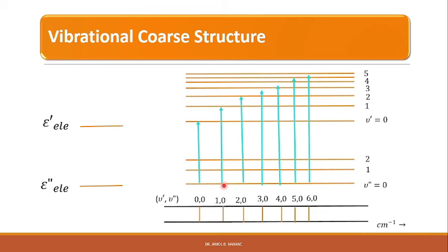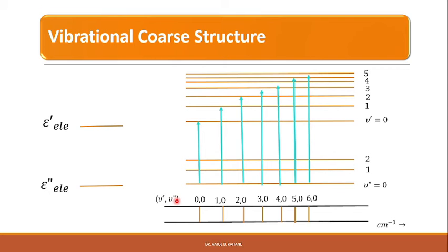To mark the transition from nu double prime equal to 0 to nu prime equal to 1, we write it 1 comma 0. For the transition from 0 to 2 we mark it 2 comma 0. For the transition from 0 to 3 we mark it 3 comma 0. And likewise, we write nu prime comma nu double prime, that means the upper vibrational level first, so upper quantum number first and then lower quantum number.